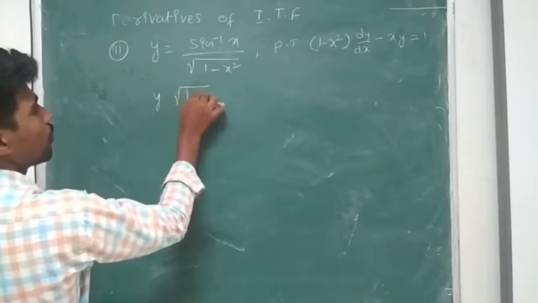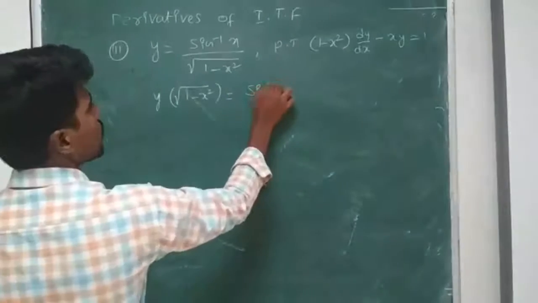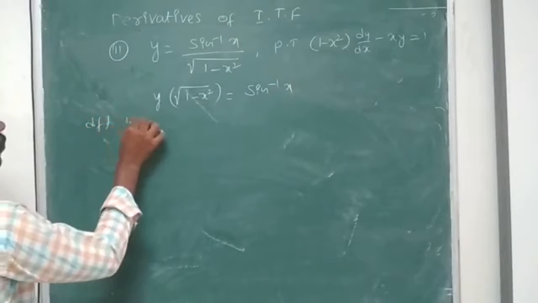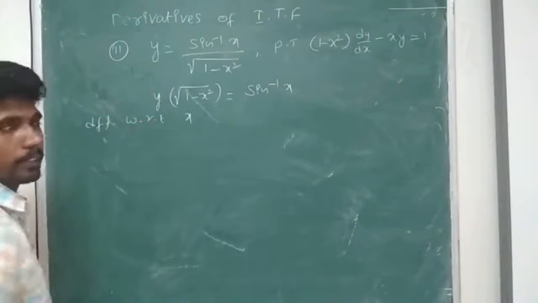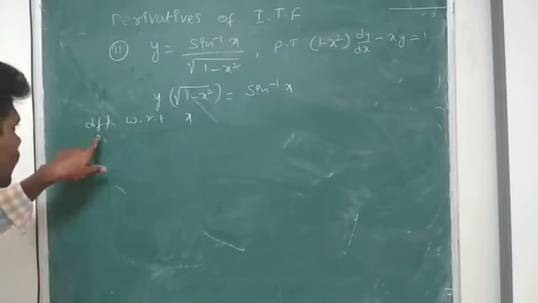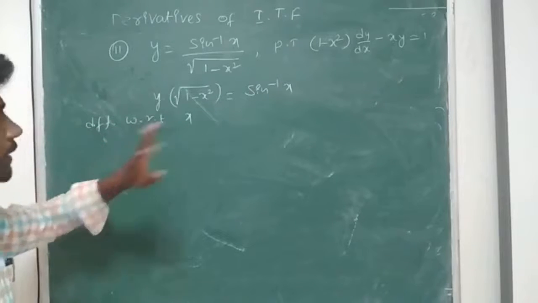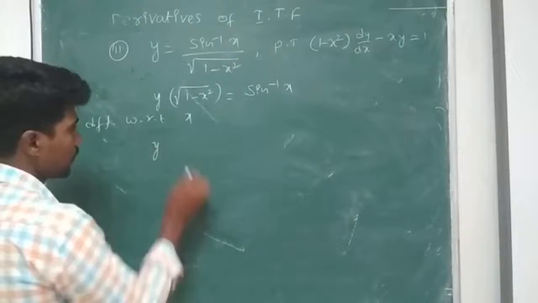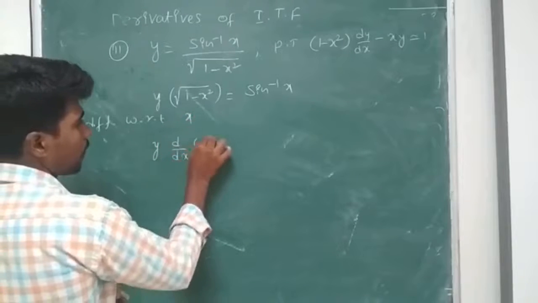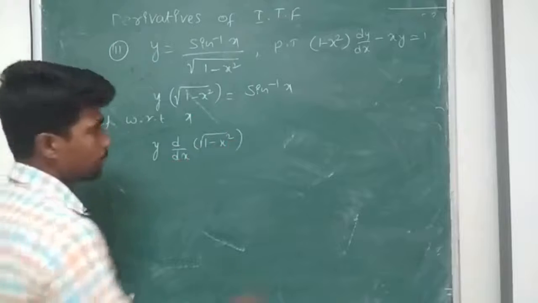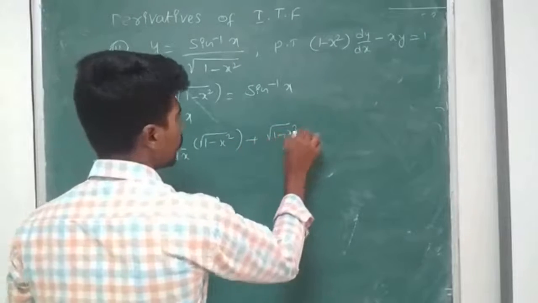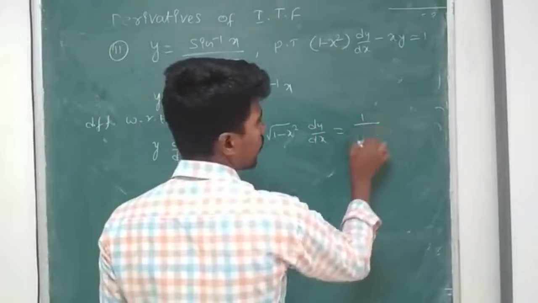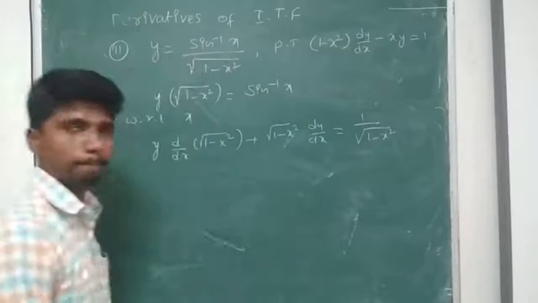y into root of 1 minus x square is equal to sin inverse of x. Now differentiating with respect to x, it is the uv formula: u dv by dx, d by dx of root of 1 minus x square, plus v du by dx, dy by dx, equal to d by dx of sin inverse x, which is 1 by root 1 minus x square.